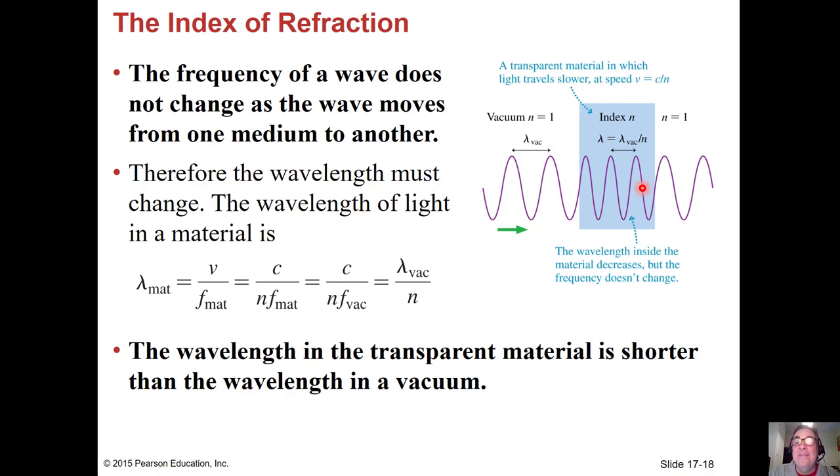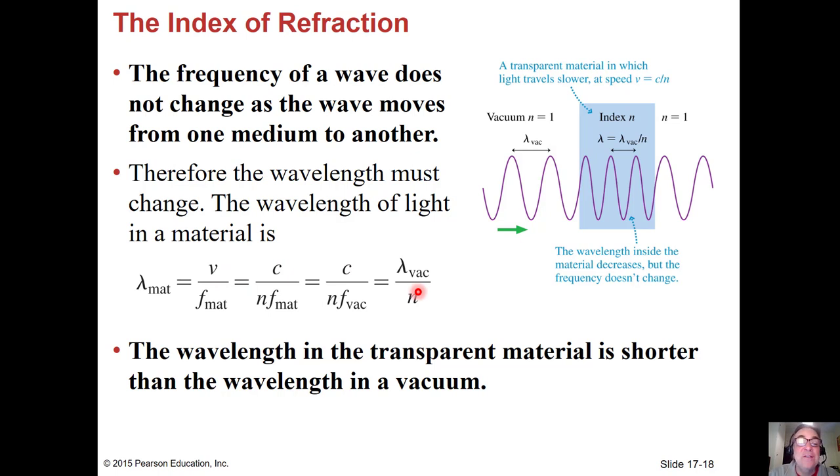It's sort of like the wave comes in here. It shakes the hand of the material, and that shakes the hand of the next material all the way through. So you can't get any greater rate of handshakes in here than you have over here. So the frequency is the part that stays the same. The wavelength, though, has to change. So the wavelength in the material is equal to the wavelength in a vacuum divided by the index of refraction. And this is a little derivation of that.